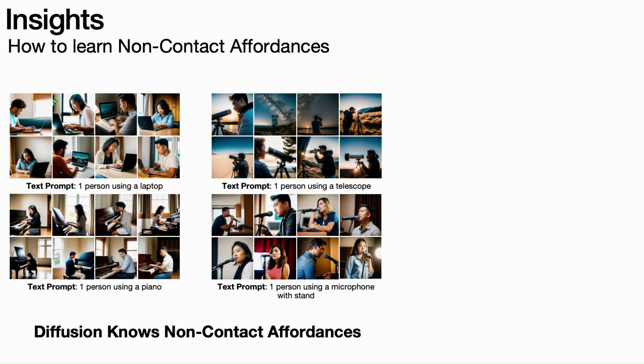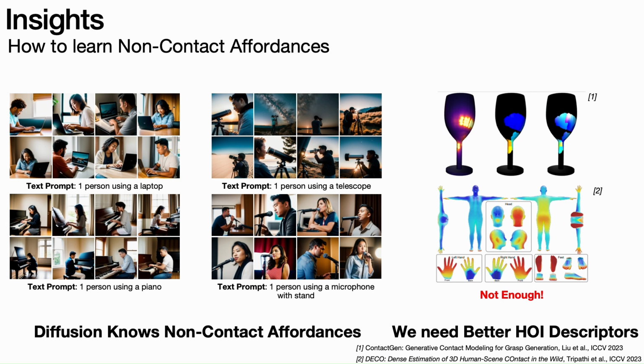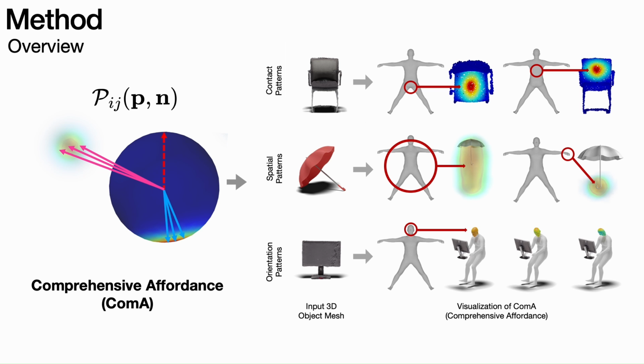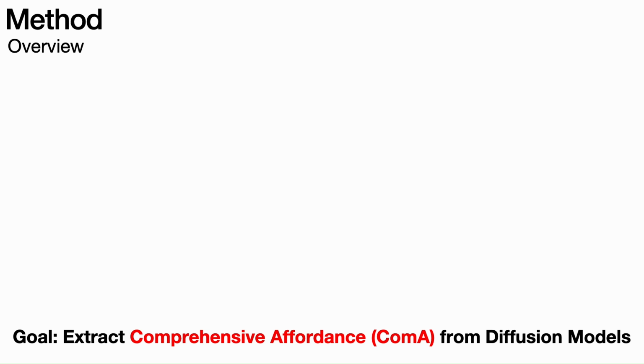One interesting observation we found was that pre-trained diffusion models create images that do contain inherent knowledge of these patterns. So we can use them, but that's not enough. We need a better HOI descriptor that can model beyond contact. To that end, we present ComA, Comprehensive Affordance, a novel affordance representation that contains all contact and non-contact patterns of HOI. So our method, in short, is to use diffusion models to learn ComA for any 3D object.